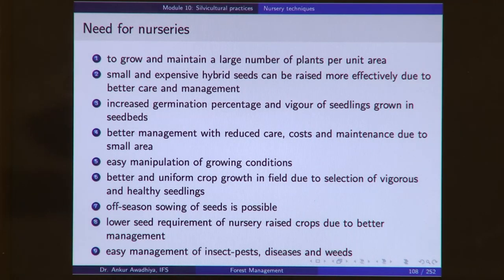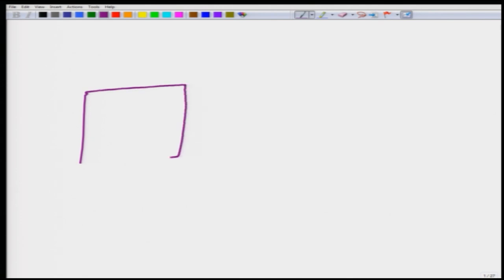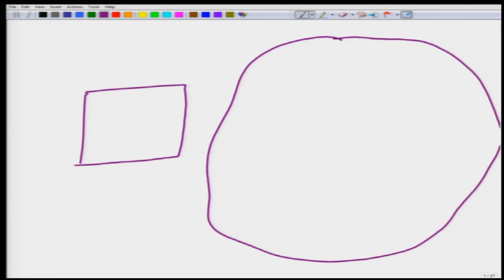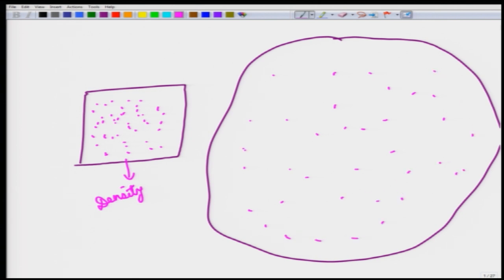Now let us consider two scenarios. In one, we are enclosing a small area and we are making a nursery, and in the second one, we are raising the plants out there in the field. Now let us say that we are raising, say, 1000 plants here. Because of intensive management, you are having a much greater density of plants. Whereas, if you were to raise the same number of plants out there in the field, the density would have been much lesser. So this has a higher density and this has a lower density.